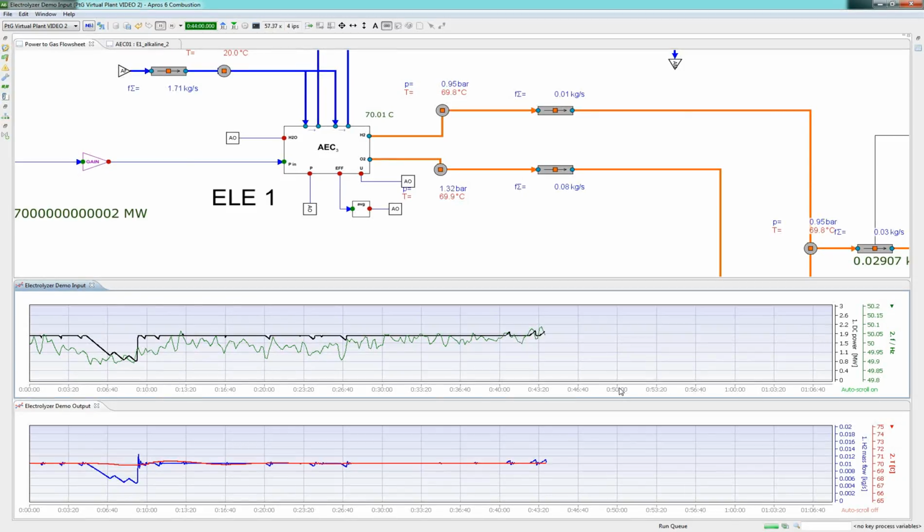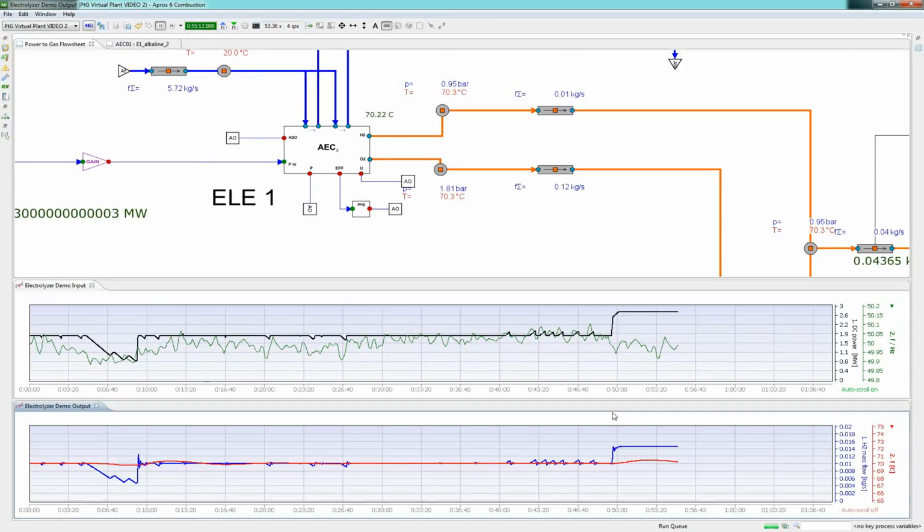In the last approximately 40 minutes of the simulation, the electrolyzer does not participate in frequency support, but rather takes a constant power from the grid at two levels, first at 2.8 megawatts and then at 1 megawatt. During this time, the frequency has no effect.